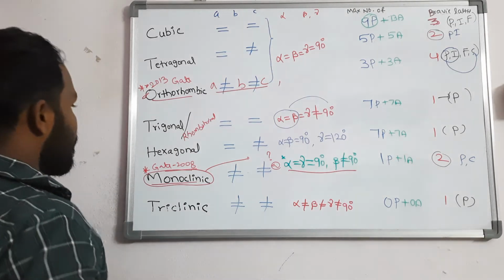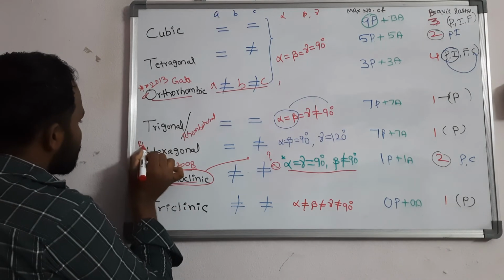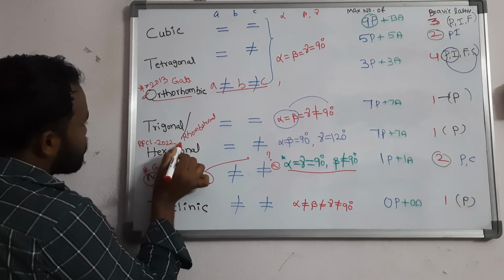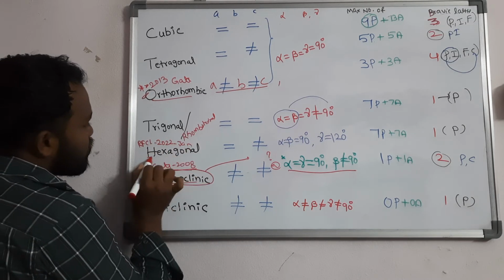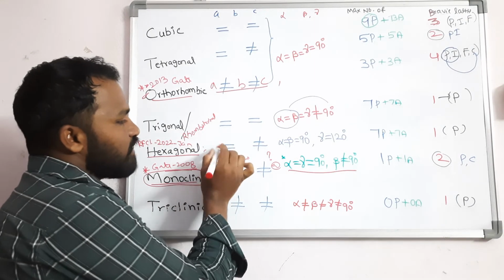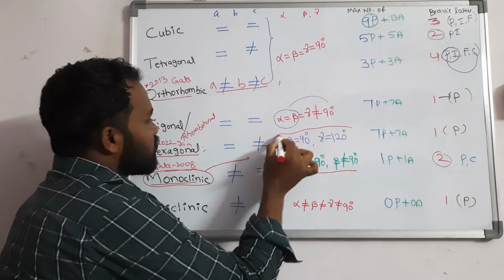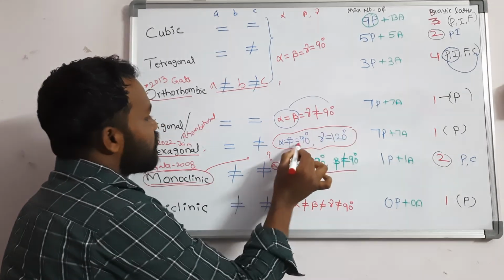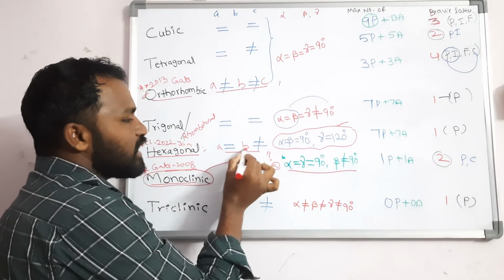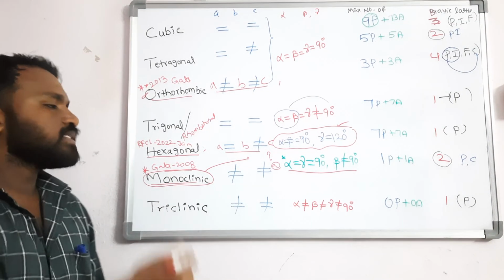Orthorhombic system. And in the recent RFCL January 2022 exam, they asked about the hexagonal crystal, right? Hexagonal system. They gave alpha is equal to beta is equal to 90, gamma 120, and A is equal to B not equal to C. Then what is the crystal system?